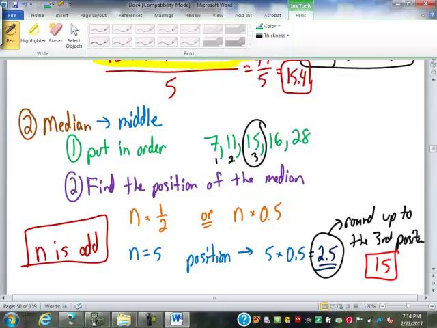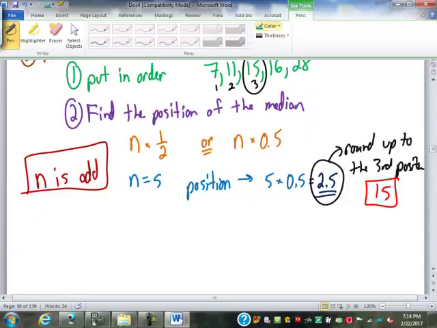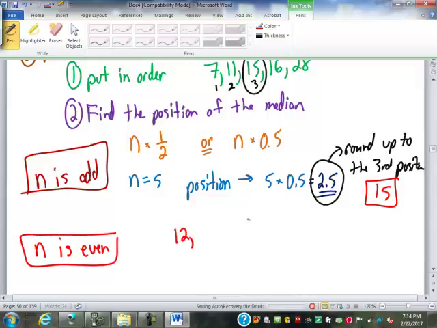So 15 is the median of this set of data. Now I'm going to give you another set of data just for finding the median. In this set of data, n is going to be even. So that's our second possibility, n is even. I'm going to put them in order from smallest to largest right now, but normally that's still the first step you have to do. I'm just going to put them in order right now to save time. So I've got 12, 19, 23, 24, 31, and 39. So now in this case, n equals 6.